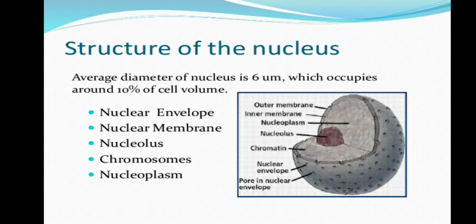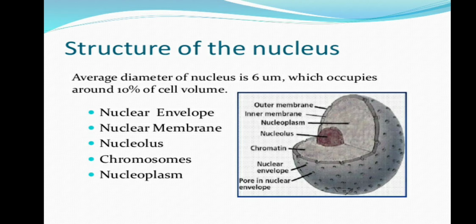Inside the nucleus, a region is rich in RNA and protein. That region is known as the nucleolus. The nucleolus is not surrounded by any membrane. It is the area in which ribonucleic acid and proteins are present. And this nucleolus is the site for ribosome synthesis. Ribosomes are formed in the nucleolus. So the nucleolus is known as the ribosomal factory of the cell.